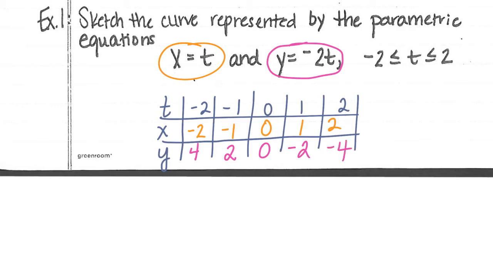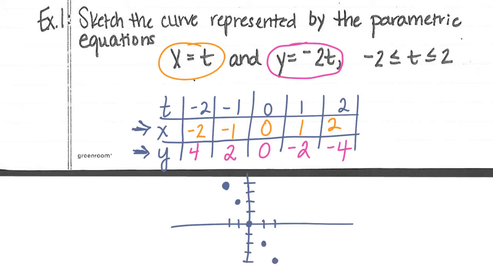Now I'm going to graph the numbers in the xy-plane. Because this is parametric, we're going to have stoppers, not arrows. So I know at negative 2, my y is 4. I'm literally just graphing the x as the x and the y as the y. Negative 2, 4. Negative 1, 2. 0, 0. 1, negative 2. 2, negative 4.